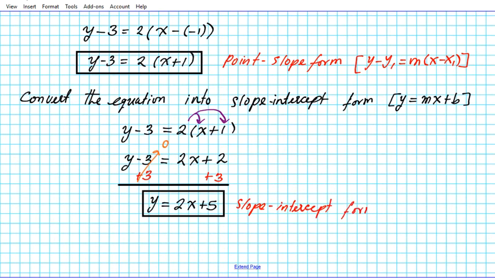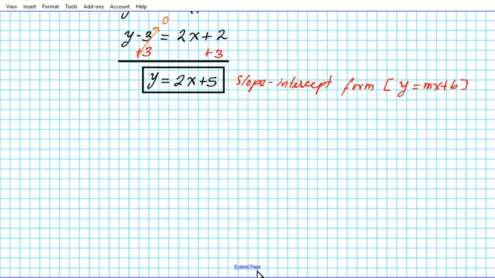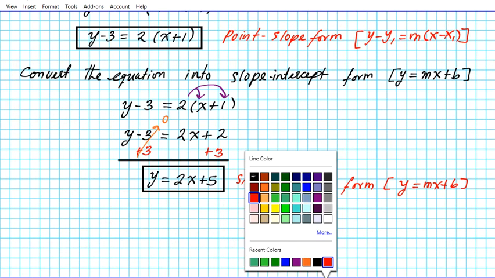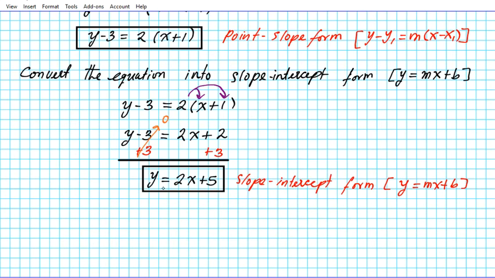Alright, the slope-intercept form is given by y equals mx plus b. The last part of the problem is to graph the equation. Now we can graph the equation using the point-slope form or the slope-intercept form. We're going to use the option that's less technical, and that is the slope-intercept form. So we're going to graph the line using the slope-intercept form, y equals 2x plus 5.